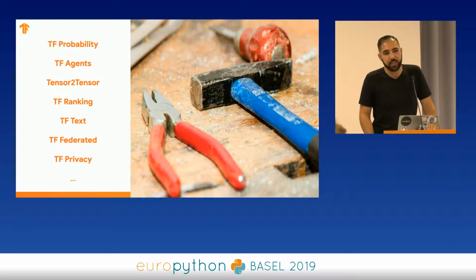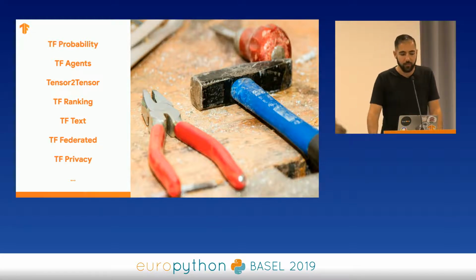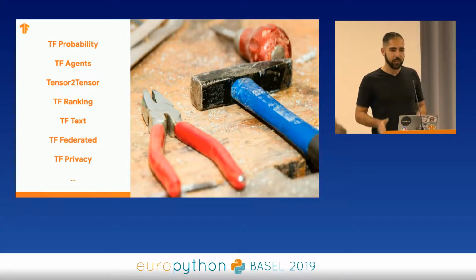Some other packages that exist in the TensorFlow ecosystem are for more niche use cases. So I have some examples listed here: TF probability, TF agents, tensor to tensor. And so these, as I mentioned, just exist for these more specific use cases. For instance, TF agents is a package that exists to do reinforcement learning, and it has some higher level APIs stacked on top of TensorFlow to help you build reinforcement learning. TF text is used for natural language processing using TensorFlow. And so there's a whole long list of these, and definitely worth checking out if you have a specific use case that you want to use TensorFlow for.